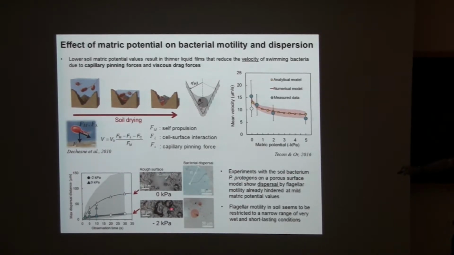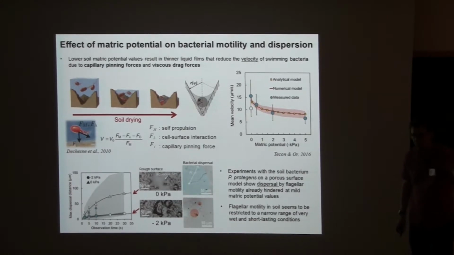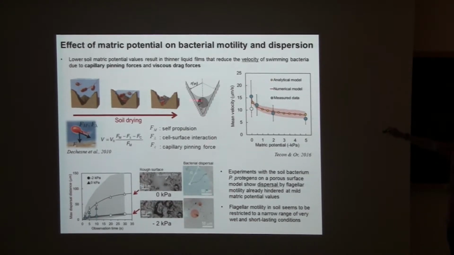And if you dry this surface just slightly, I mean, it's a very, very mild matric potential, it already creates those fragmented aquatic habitats. And you can see that now the cells are trapped in a small area, and they can swim, but they cannot really escape it because they are limited by the thickness of the water film that they can swim through. And this is just a measurement of this. If you are at 0 kilopascal, you can go further than at already a very mild matric potential. So flagellar motility in soil seems to be restricted to really a narrow range of very wet conditions, because you see already at -2 kilopascal, it doesn't move that much.